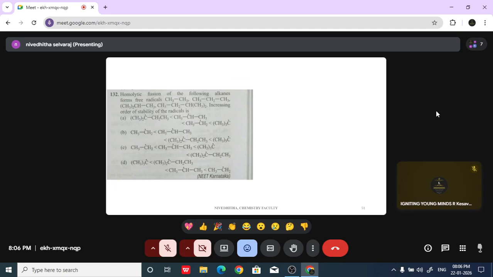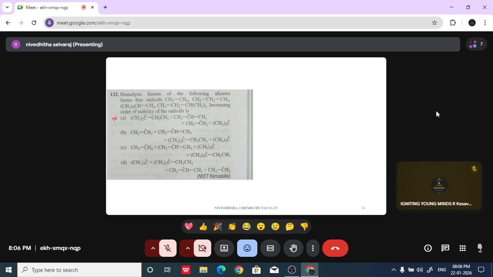Homolytic fission of the following alkanes forms free radicals. Of course, upon homolytic cleavage, we'll end up with free radicals, right? So they're asking us to arrange the radicals based on its stability. Please check on each option. We have different types of free radicals. Please mark them as primary, secondary, or tertiary. We have to understand that. Later, you have to arrange the free radicals based on their stability.